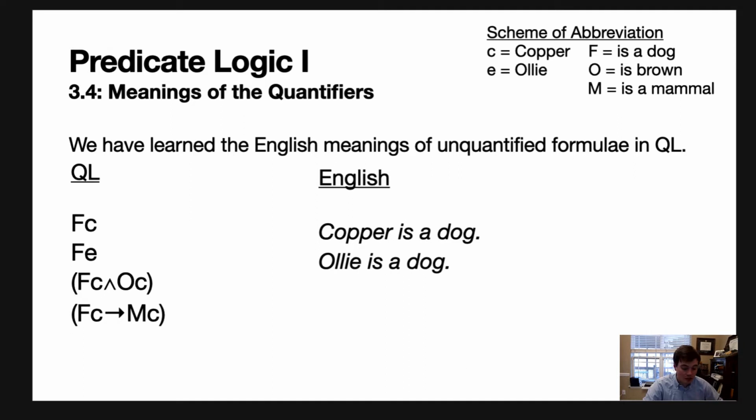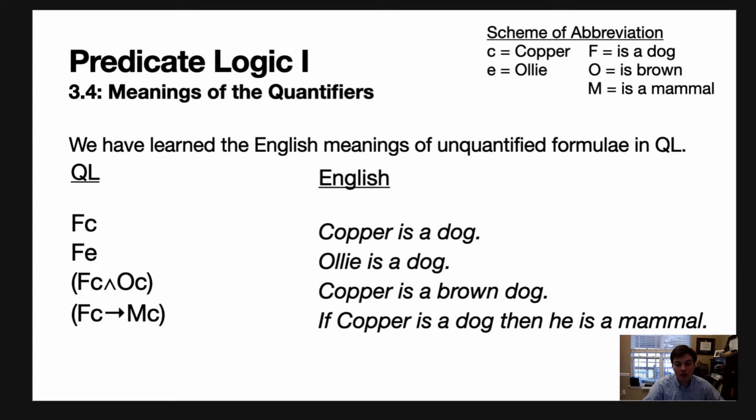Fe, Ollie is a dog. Third, we've got a conjunction there, Fc and Oc. Copper is a brown dog is one way of translating this. You could also translate it, copper is both brown and a dog, or copper is both a dog and brown. More naturally, being a brown dog is the way we would put that in English, but in terms of right or wrong answers for logic translations, copper is both brown and a dog works perfectly fine. And the conditional down there at the bottom, if copper is a dog, then he's a mammal.